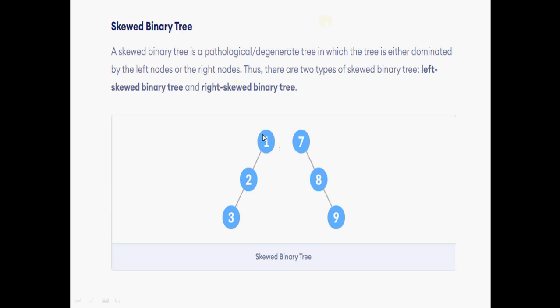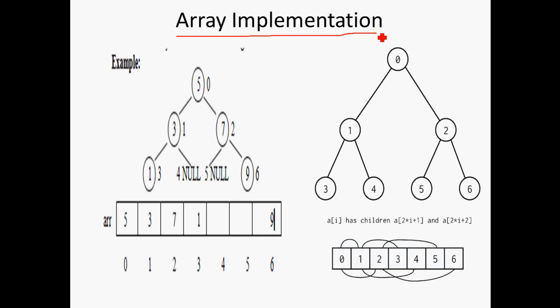So all the nodes will have only one child, and all will be the left child, or all will be a right child. If all are the left child, then it is called a left skewed binary tree. If all nodes are at the right side, then it is called a right skewed binary tree. Array implementation of a tree.